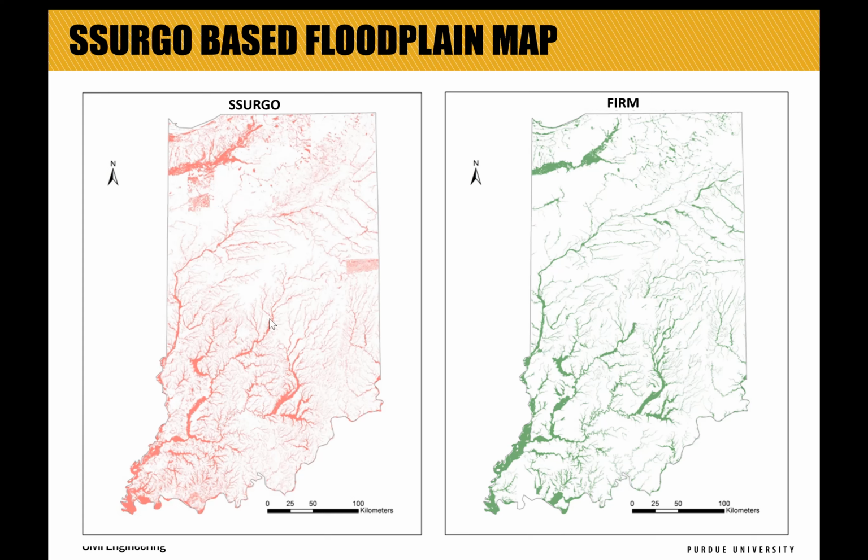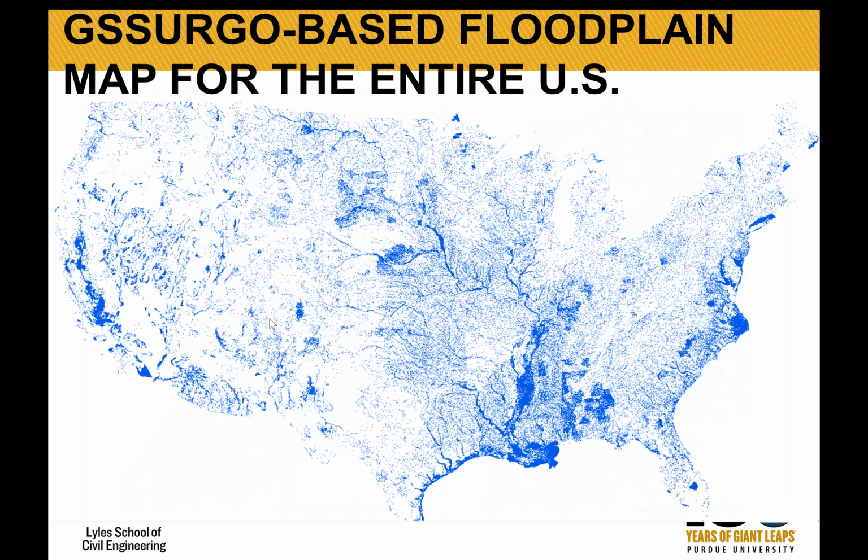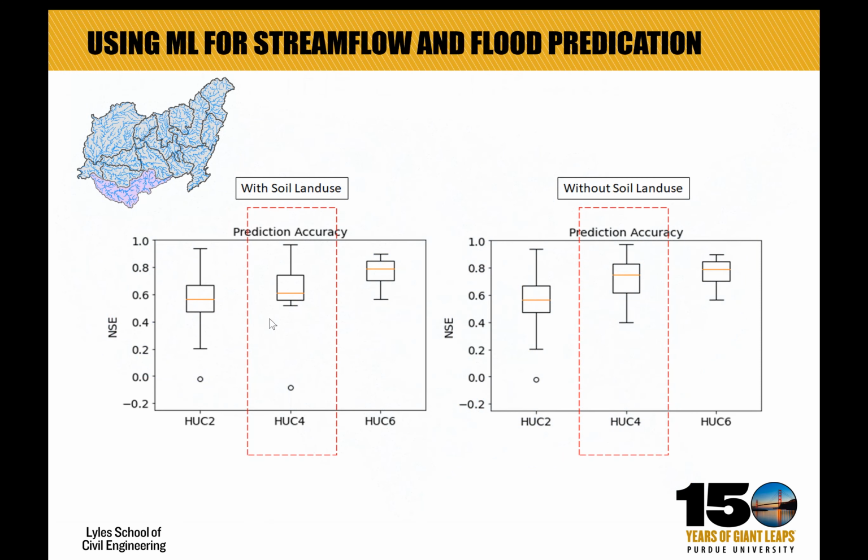So while we are doing all this complex, complicated hydrologic and hydraulic modeling, we are also using data-driven approaches to come up with these results. So we extended that for the whole US, and you can see we have a flood plain map for the entire US by just using soil data. When we talk about data-driven approaches, we are also looking at how we can use machine learning to come up with fast prediction of stream flow.